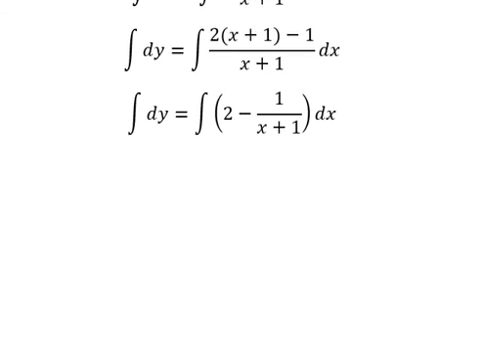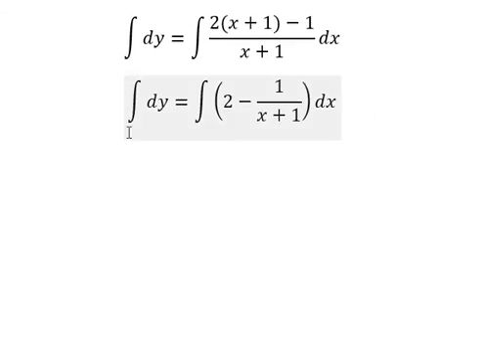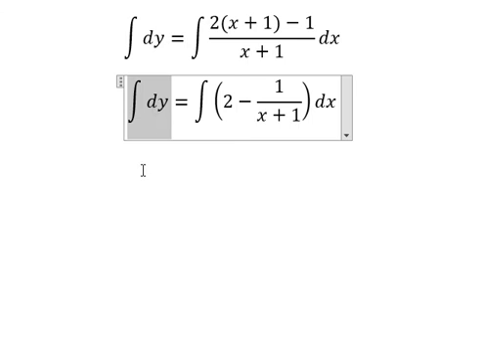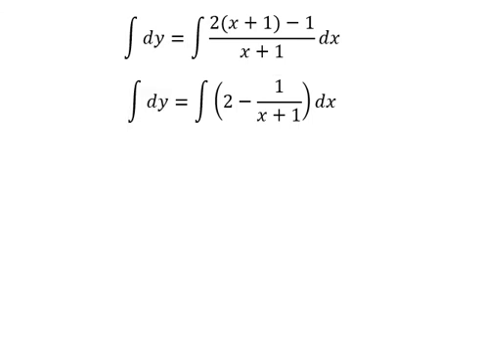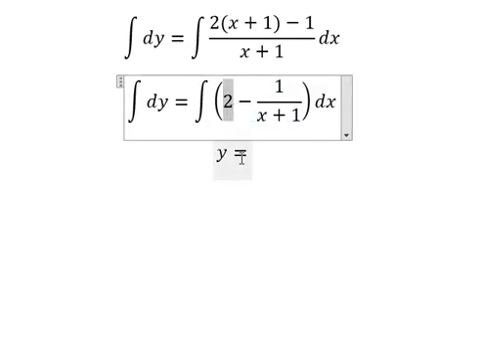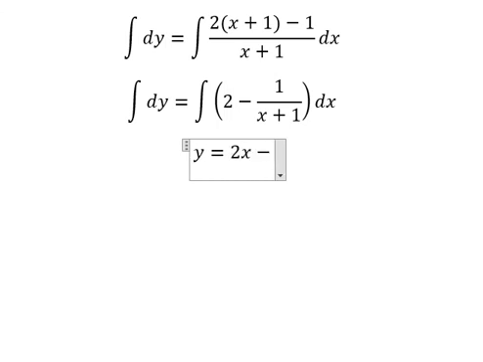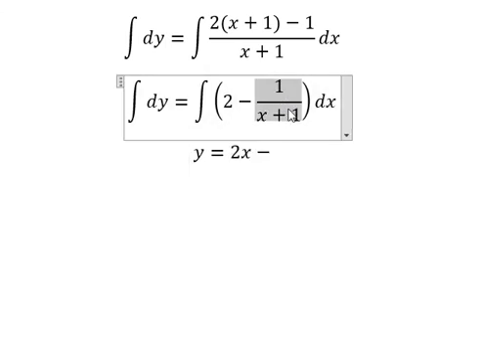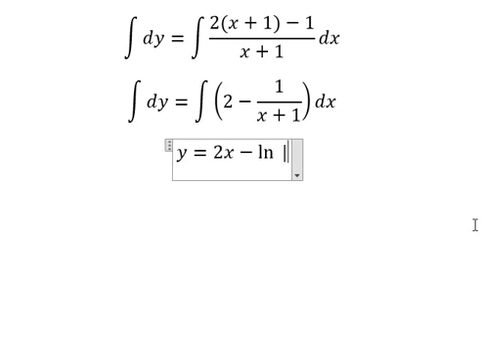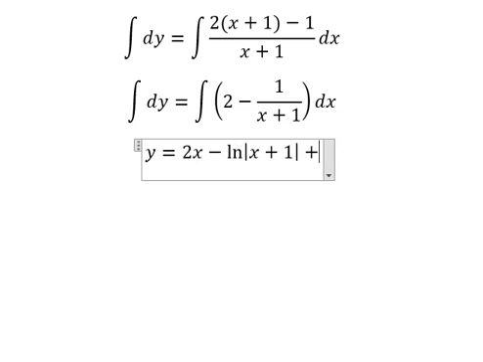And now we have the final answer. The integration of dy, we have y. The integration of number 2, we have 2x. The integration of 1 over x plus 1, we have ln of the absolute value of x plus 1, and I will put c.